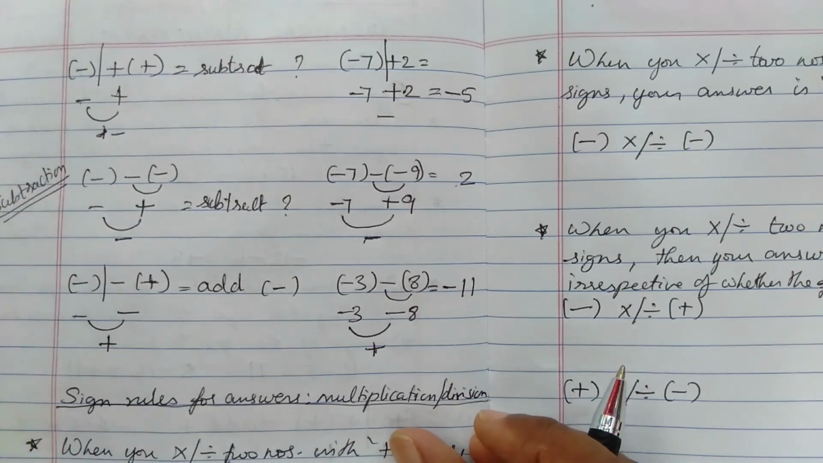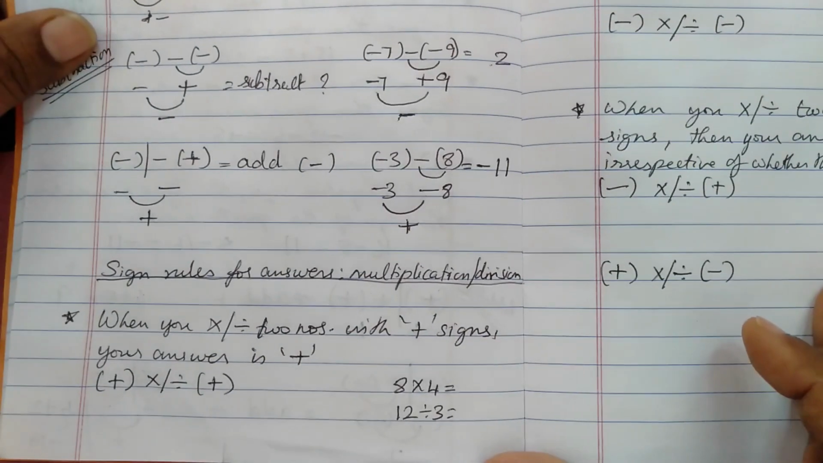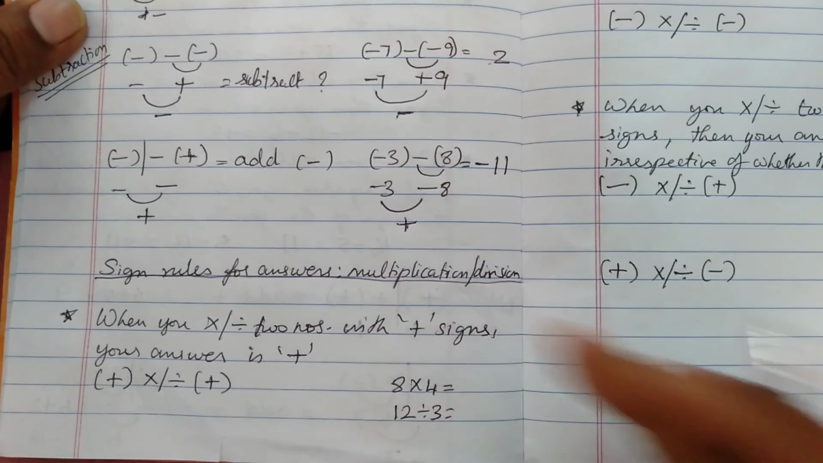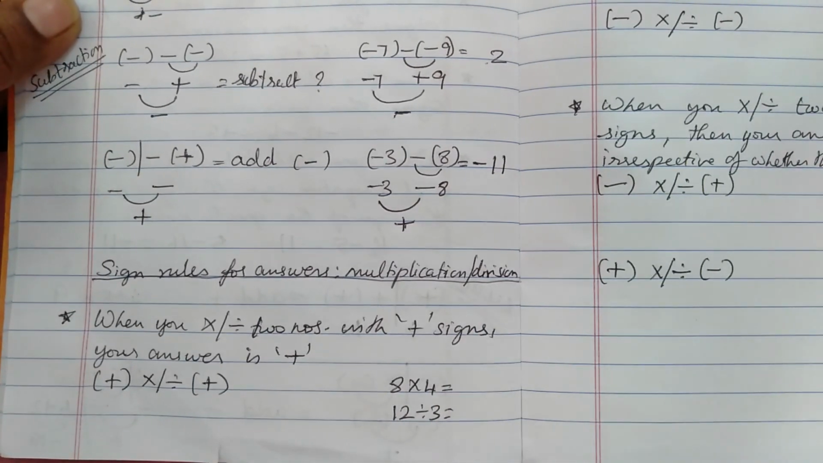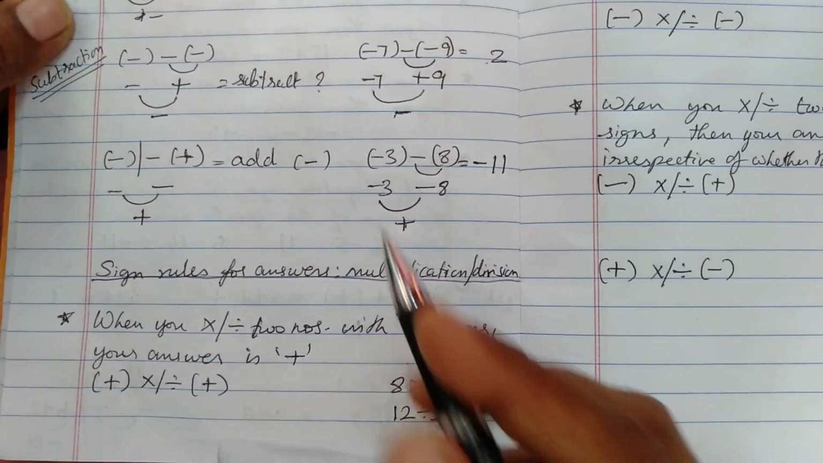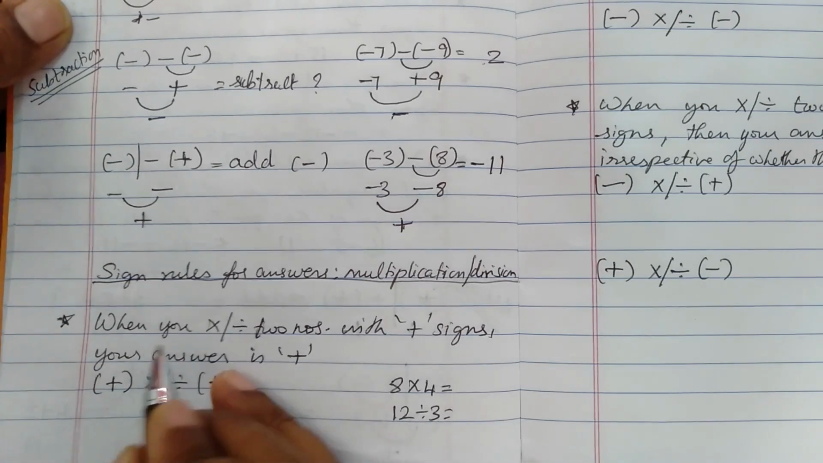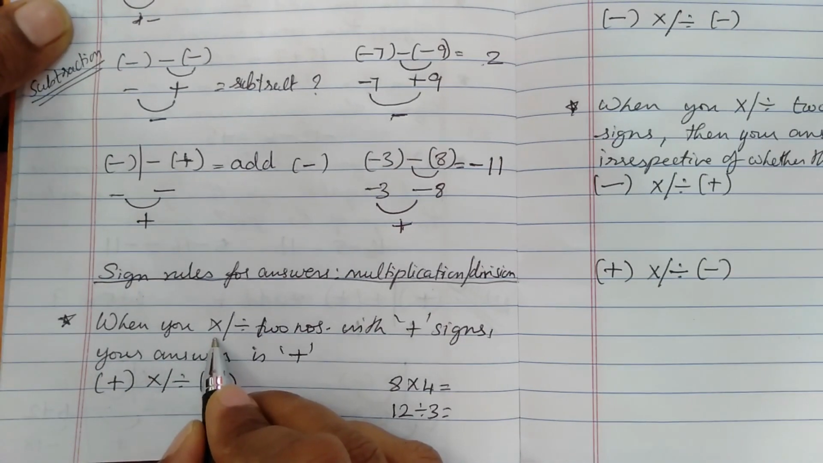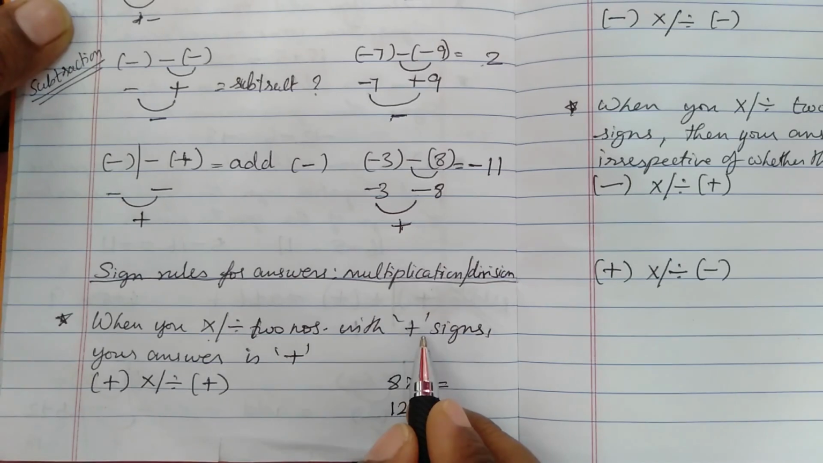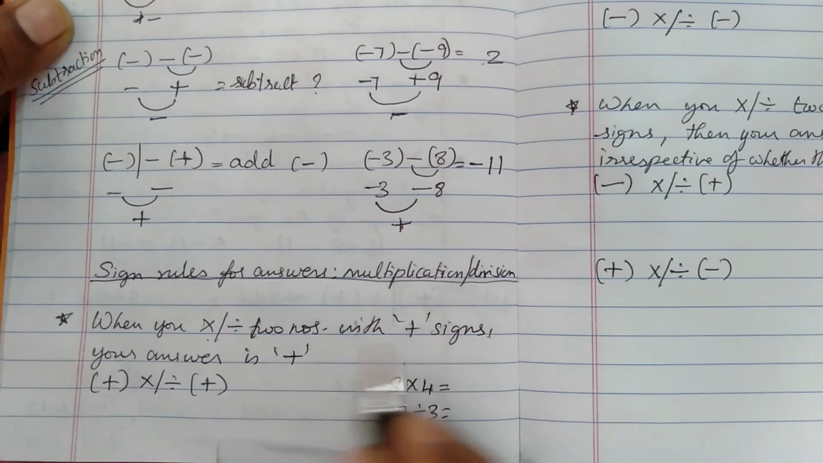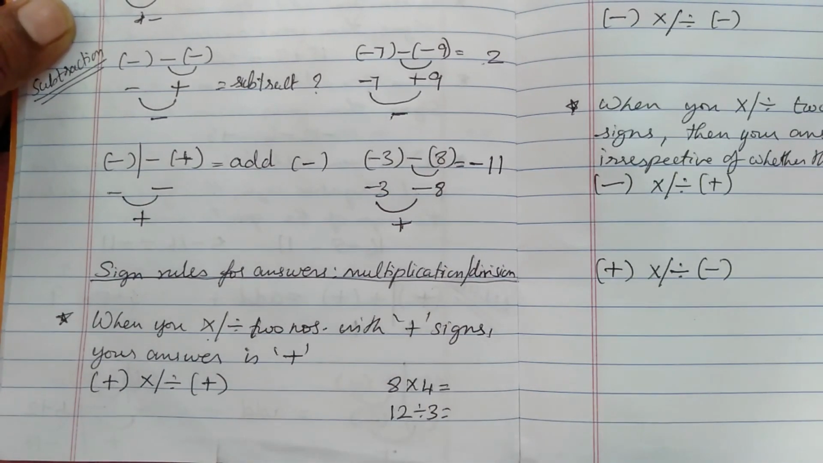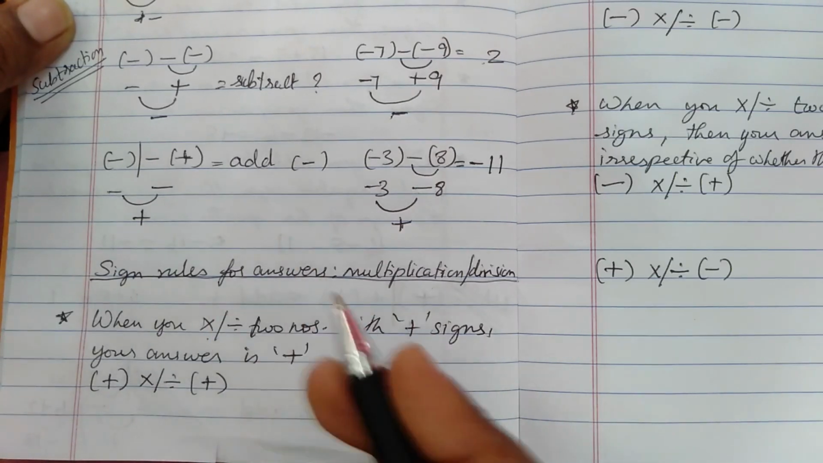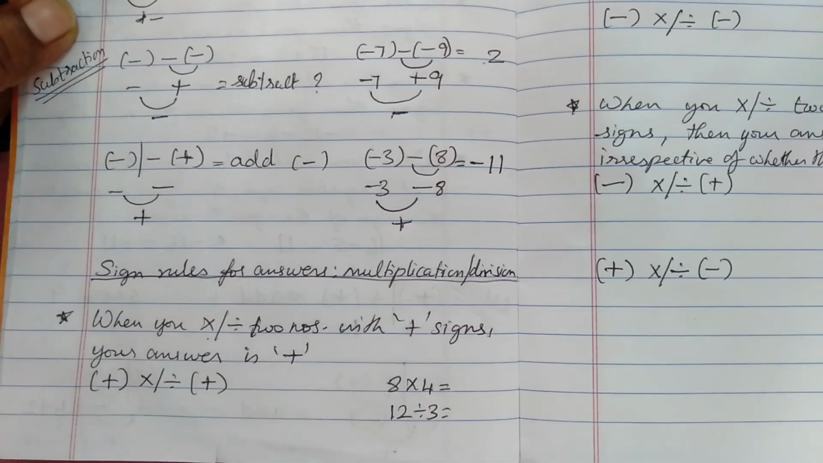Got it? Now coming to sign rules for multiplication or division. Now this has a separate kind of rules. Now you have to be very careful. Do not confuse both. Now see, when you multiply or divide two numbers with plus signs, that is positive signs, then your answer is positive. This is even simpler than adding or subtracting.